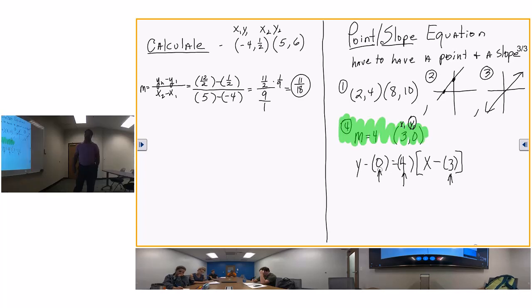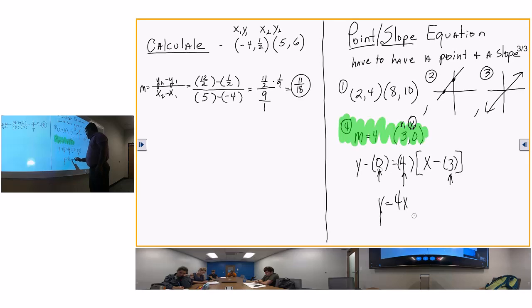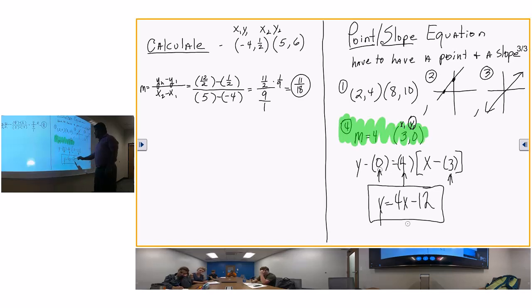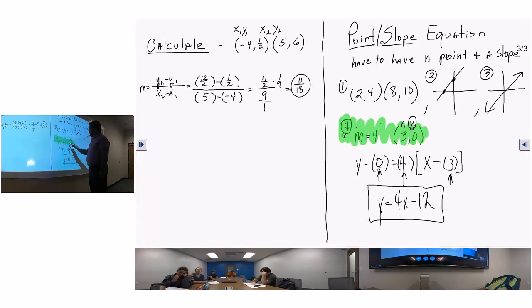Solve for what? Well, it's graphing. Solve for y. Get y by itself. So y minus 0 is y, is equal to 4x minus what? 12. And that is the equation for the line that has this information right here.